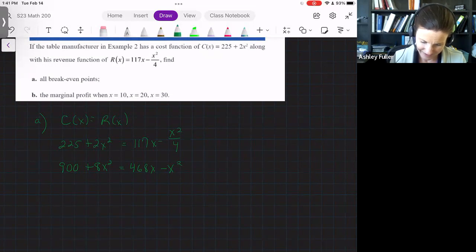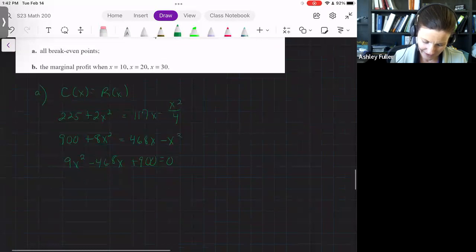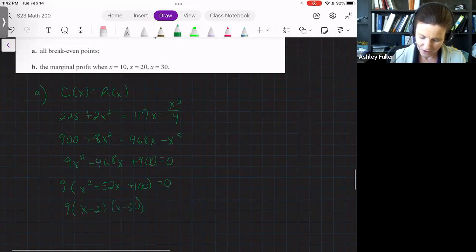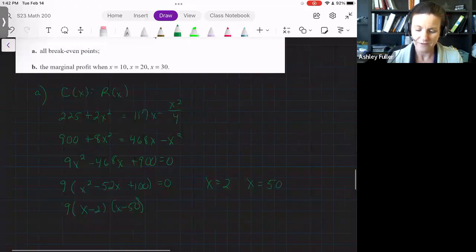Let's back up just a minute here. When we combine our like terms, we're going to end up with 9x squared in descending order minus 468x plus 900 equals 0. And then I can factor out a 9. I'm left with x squared minus 52x plus 100 equals 0. And when I factor, I get x minus 2, x minus 50. So my two break-even points are when I have 2 or 50 items of production.